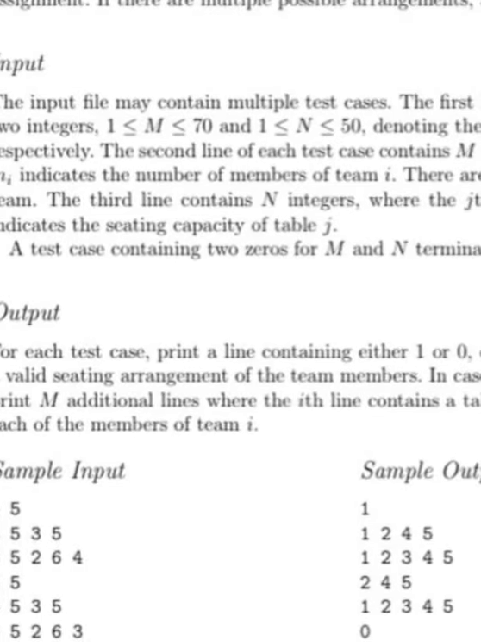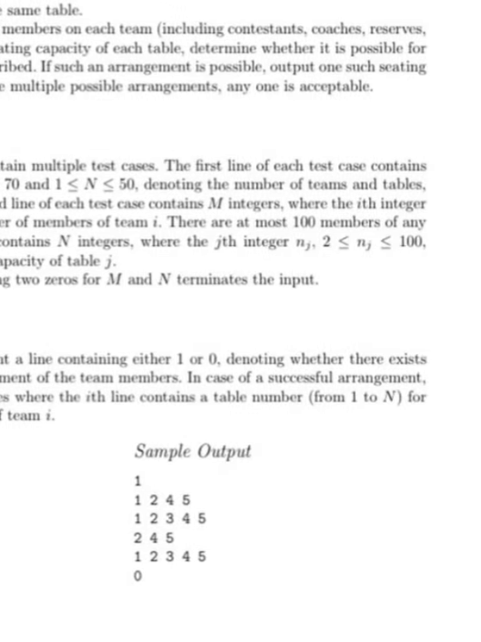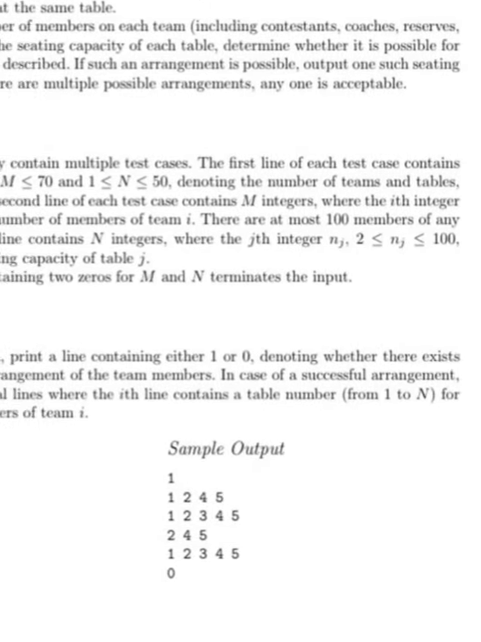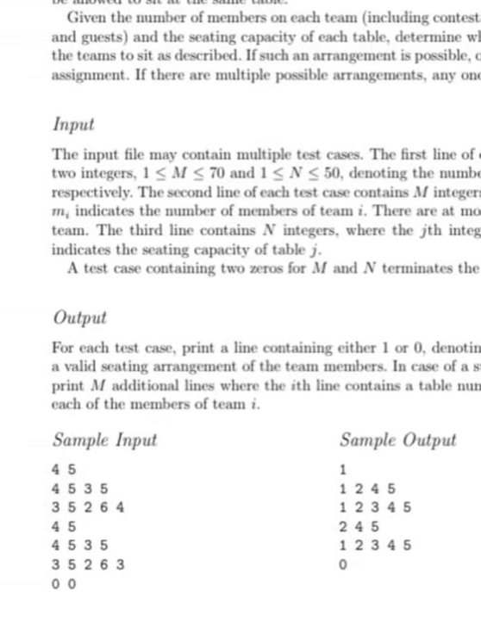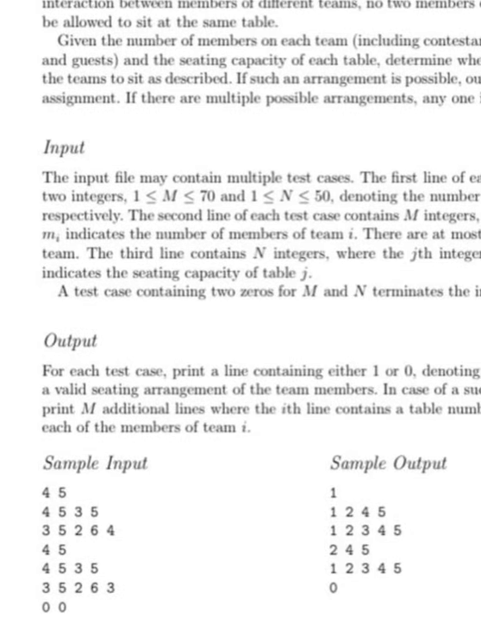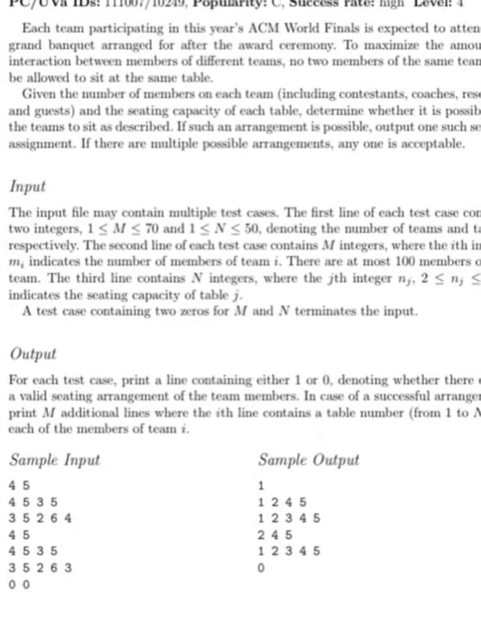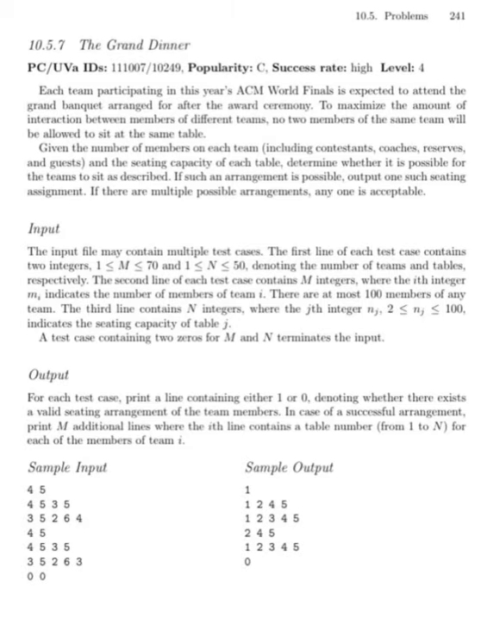Output: for each test case, print a line containing either 1 or 0 denoting whether there exists a valid seating arrangement of the team members. So you need to display 1 or 0. A valid seating arrangement means that no two members of the same team will be allowed to sit at the same table.